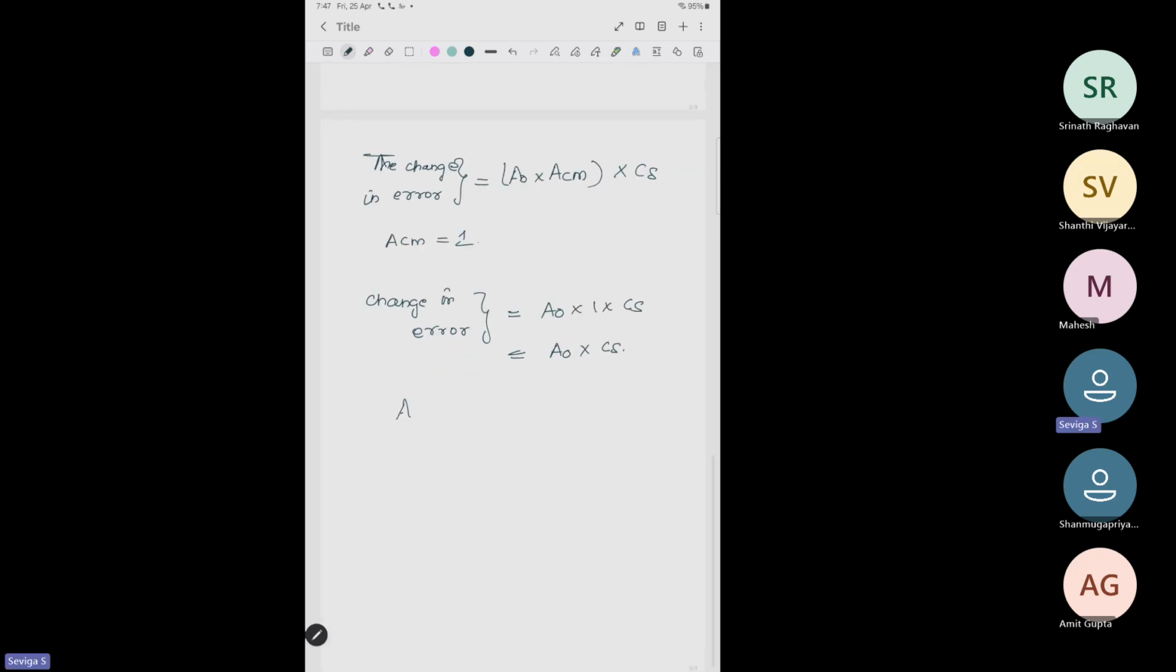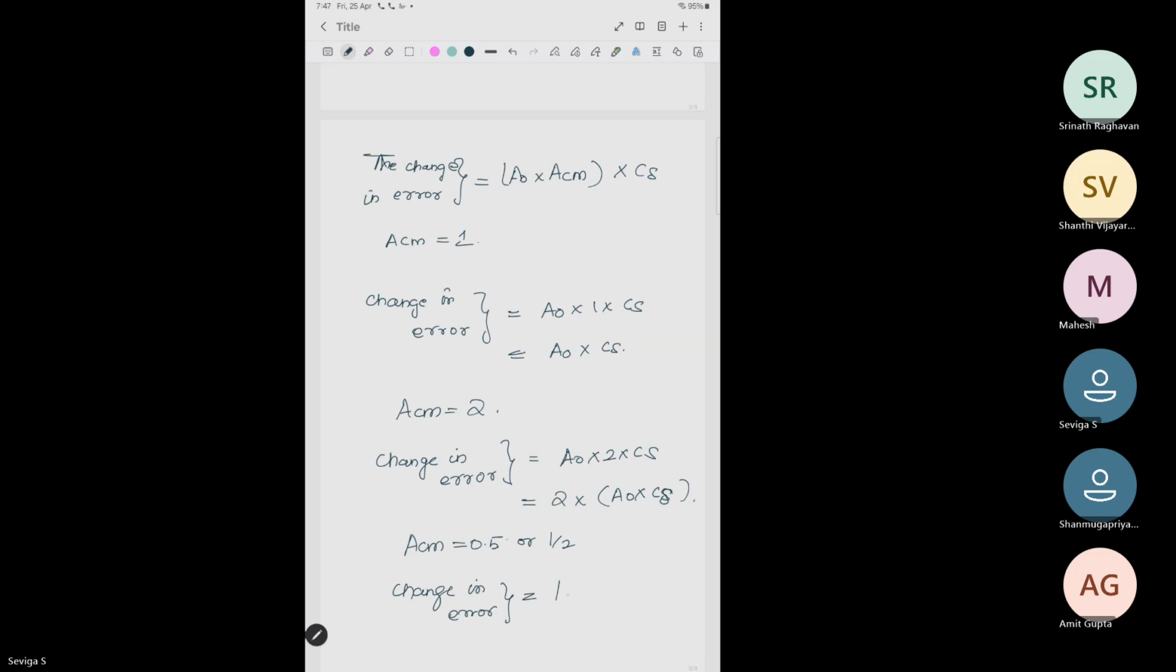Suppose you are adding the weight ACM equal to 2. Then what is the change in error? A naught into 2 into C delta, that is 2 times A naught into C delta. This is delta, not S. So if ACM is equal to 0.5, or you can say 1/2, it is reduced by half. Then the change in error is half the times A naught into C delta.